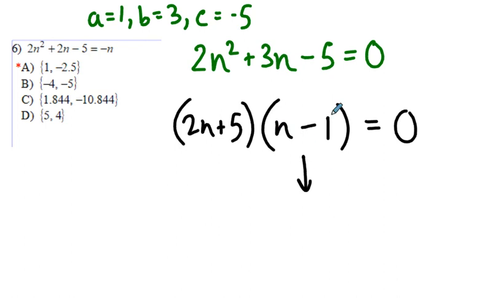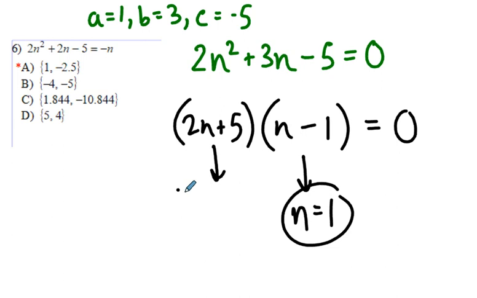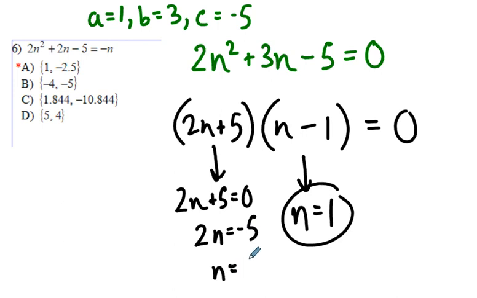Now, in order to solve, I know this factor could be 0. That would be n equals 1. I know this factor could be 0 by doing 2n plus 5 equals 0. Subtract 5. Divide by 2. Negative 5 divided by 2 is negative 2.5. And that's why it's A.